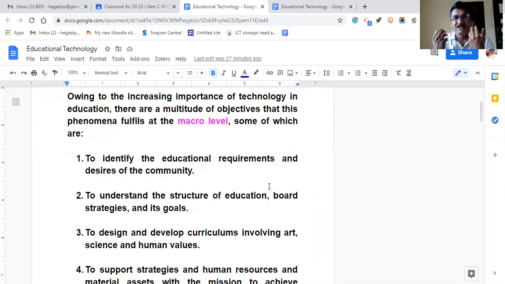Not at all. It is altogether useless if the objectives are impracticable. Impracticable means what? Those are not at all to be achieved in real situations. Then why do you want to frame such objectives? Therefore, understand it: structure of the education, board strategy, and its goals.